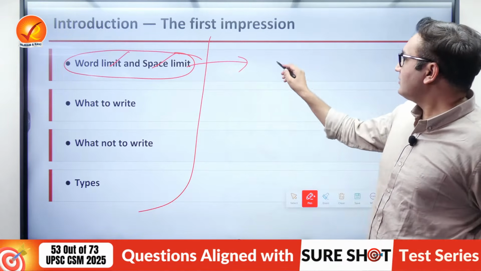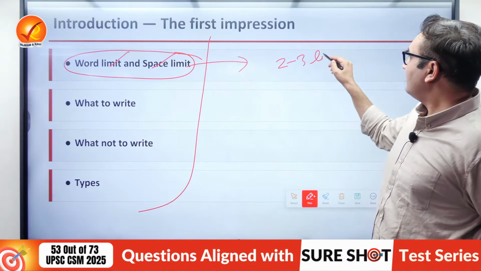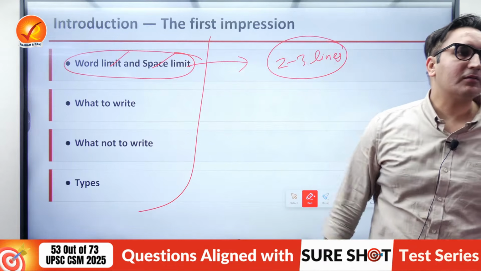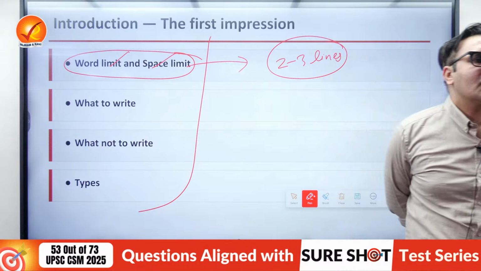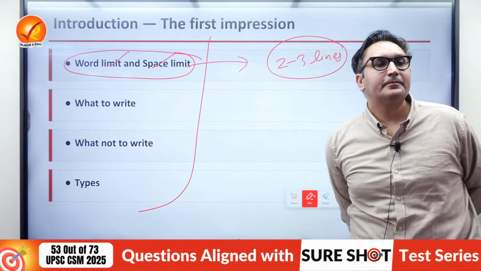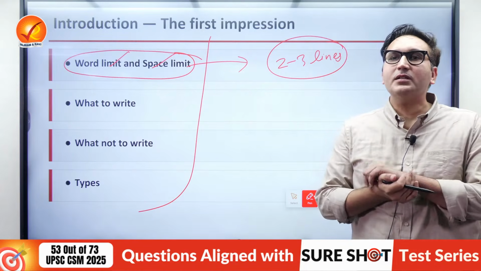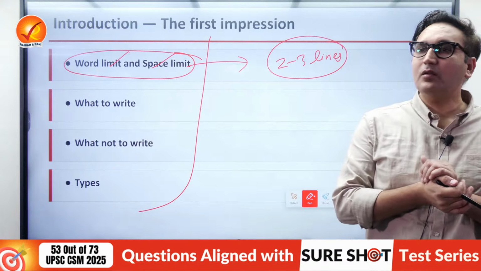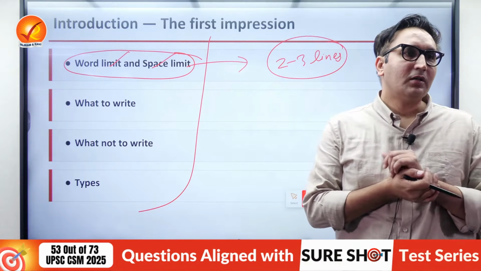2 to 3 lines. Okay, how should I count it? Should I count it in the space limit or word limit? Space limit. Then word limit, because one person can write 7-8 words in one line, another person will only be writing 3-4 words.